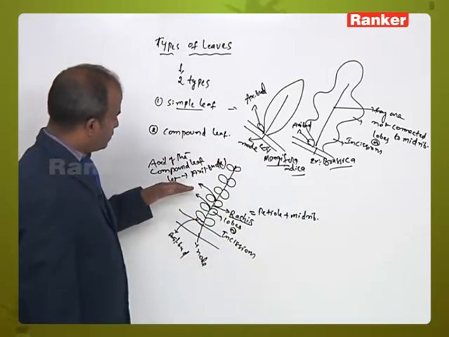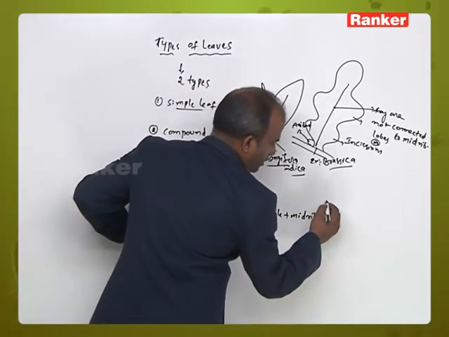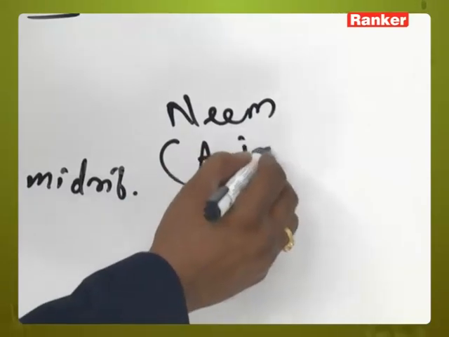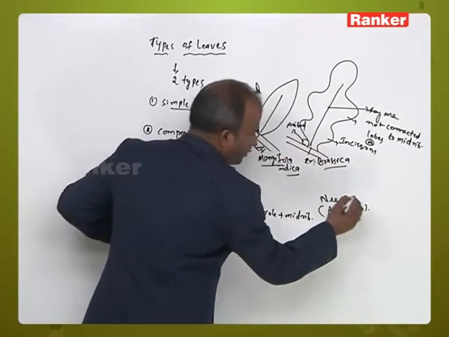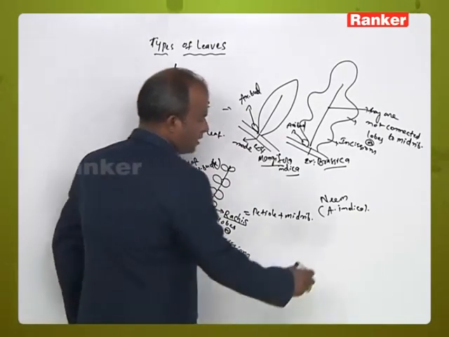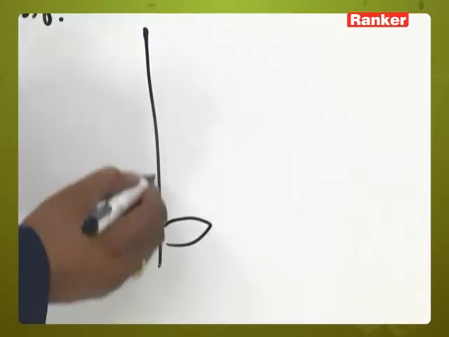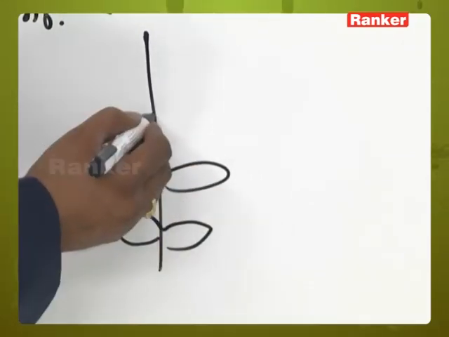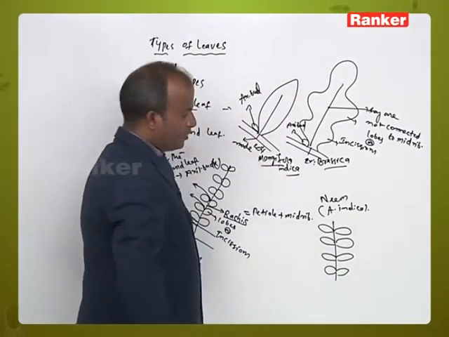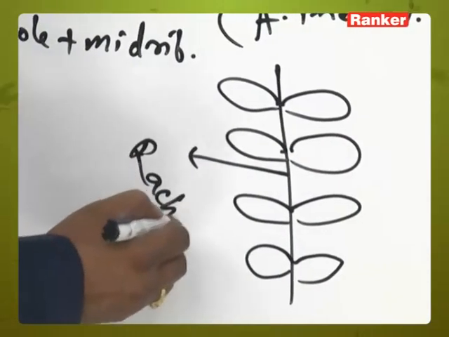For this compound leaf, the example given is the neem leaf, that is Azadirachta indica. In this Azadirachta indica, the leaf is divided into many leaflets. The leaf is divisible into many leaflets. That means, see, this is called the rachis.